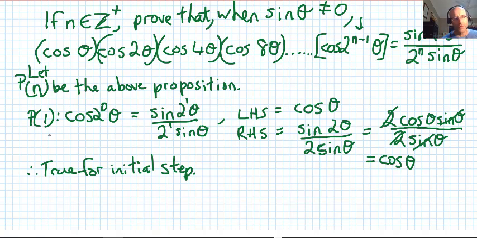Just to speed things up, I've done the initial step there. You can see that, using the general term, 2 to the 1 minus 1 is 2 to the power 0. And subbing in n equals 1 elsewhere, the left hand side just comes out as cos theta, because 2 to the power 0 is 1, so cos 1 theta or just cos theta. And by using sine 2 theta equals 2 cos theta sine theta, we can facilitate that cancellation there, so it holds for the initial step.